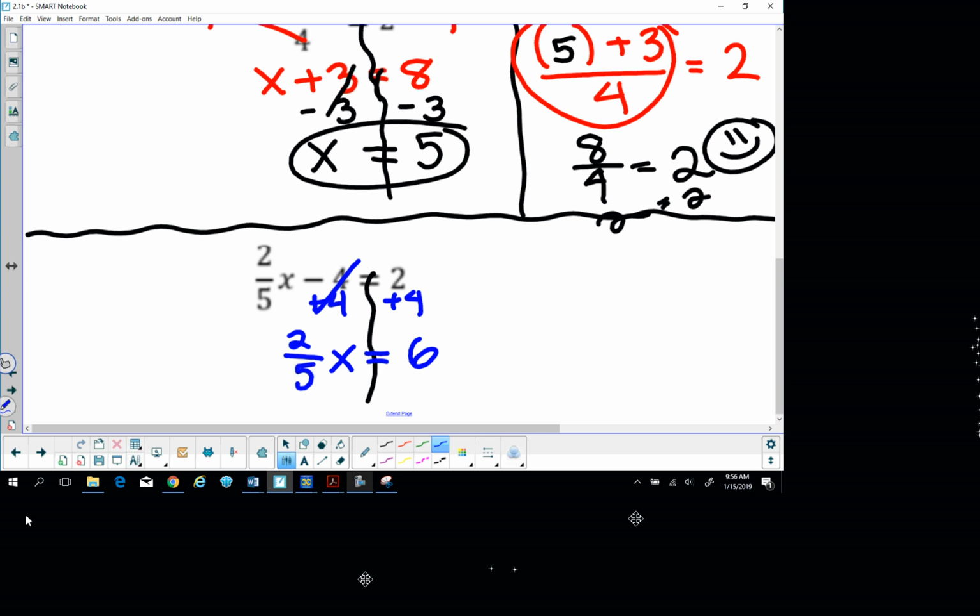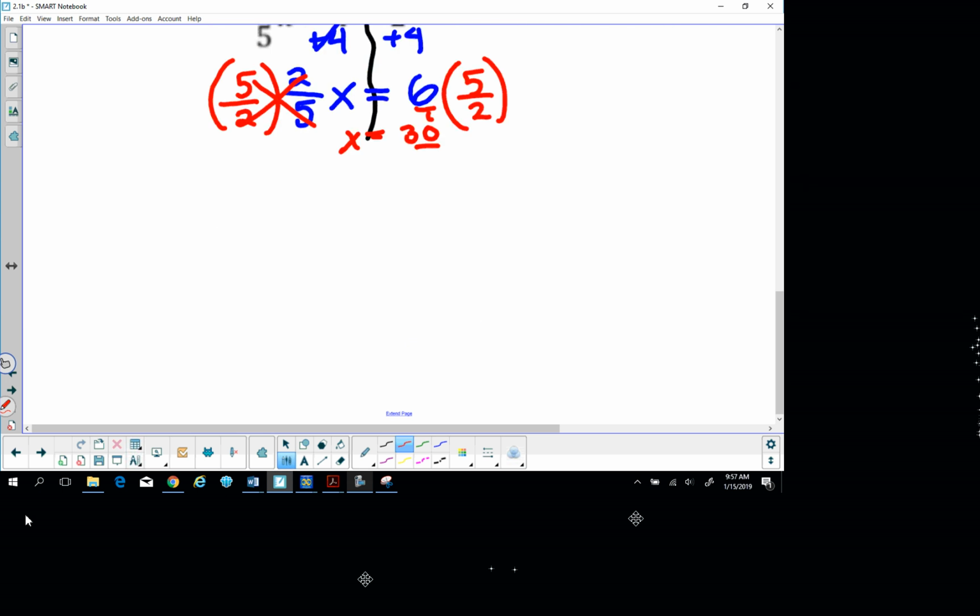So we always get rid of the constant first. Then, to get rid of a fraction being multiplied, I multiply by its what? Reciprocal. So the reciprocal of 2/5 is 5/2. In your calculator, 6 times, and that ND button on your calculator makes a fraction. So you could put 6 times 5/2. Or you can just solve it like this. 6 times 5 is 30. Divide it by 2, which you should get 15.